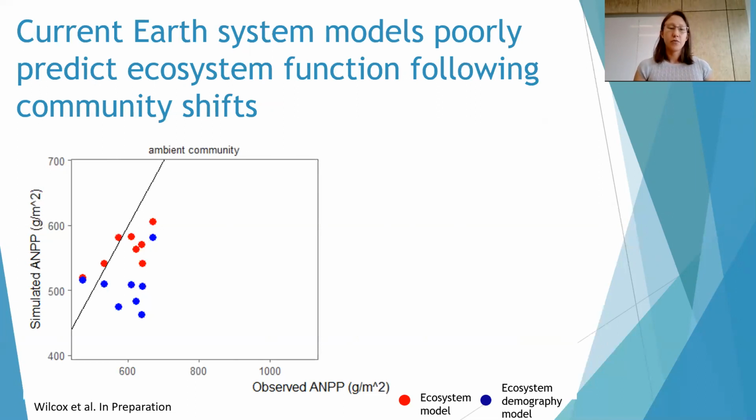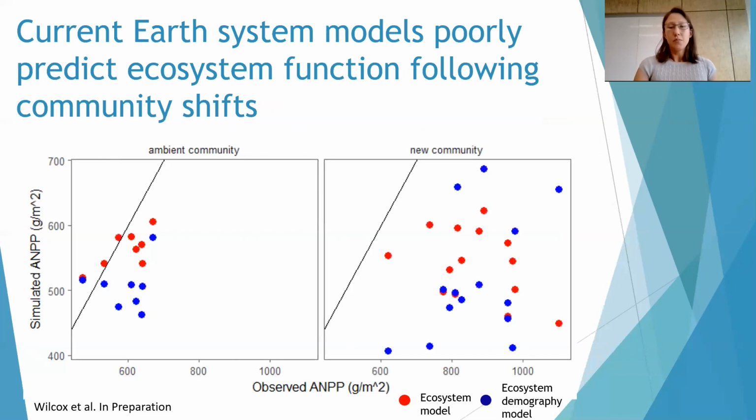And we see that with ambient communities, they typically do, so the models are doing a pretty good job of predicting ANPP. But then when we look at our new communities that emerge after global change drivers have been impacting them for several years, we see that the models do a very poor job of predicting observed productivity. And so really trying to incorporate these community changes into our Earth system models in a more robust way is necessary for being able to predict this ecosystem function in these altered communities in the future.